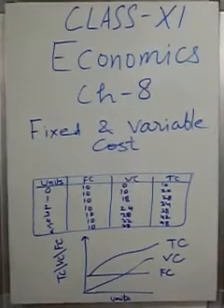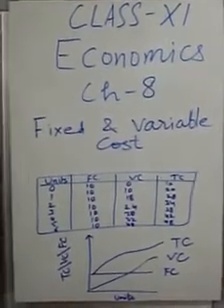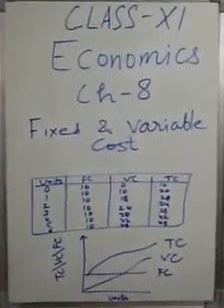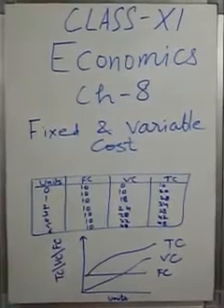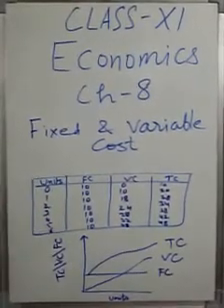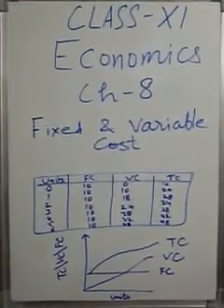Just for your convenience, I have already drawn a schedule representing fixed cost, variable cost and total cost, and below it I have drawn a diagram of TC, VC and FC. So, starting with fixed cost.